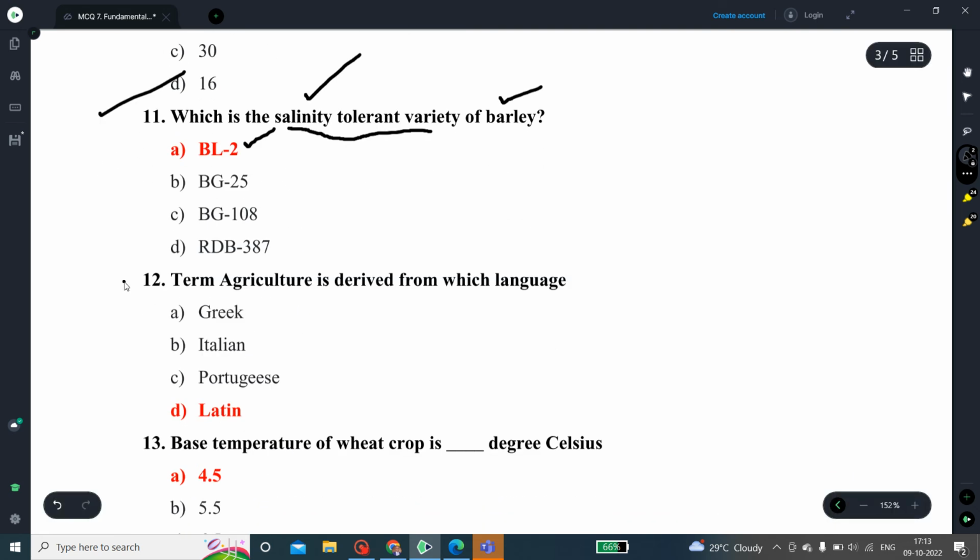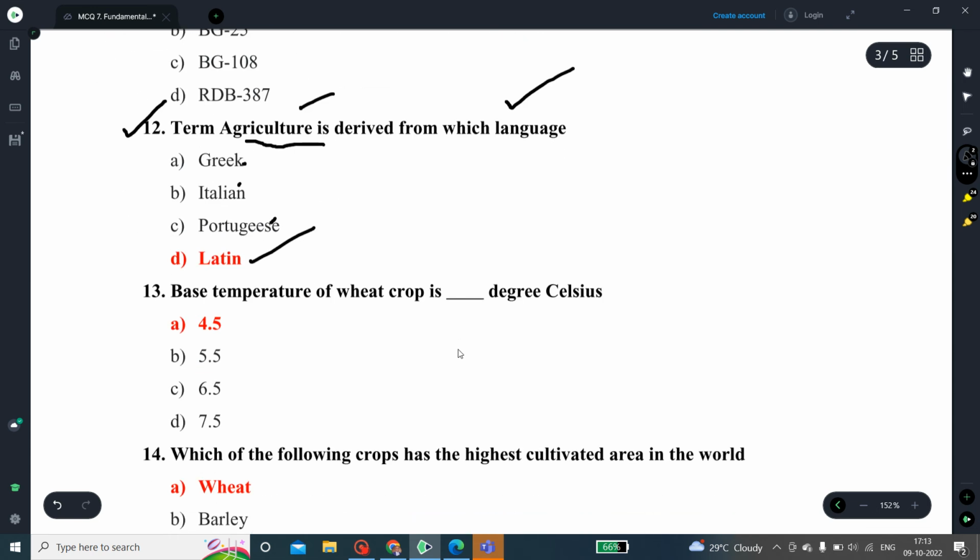And question number 12, the term agriculture is derived from which language? Whether it is Greek or Italian or Portuguese. No, it is a Latin word from which the term agriculture is derived.